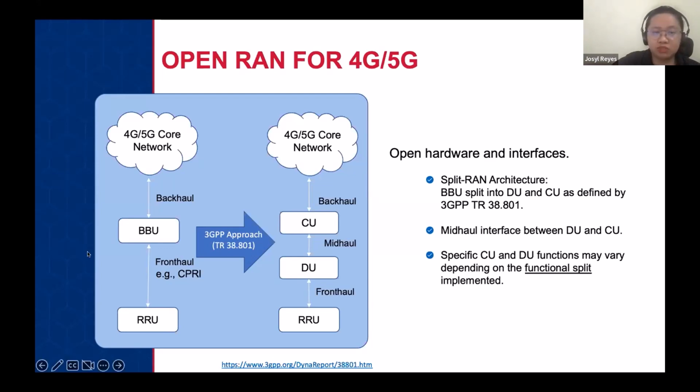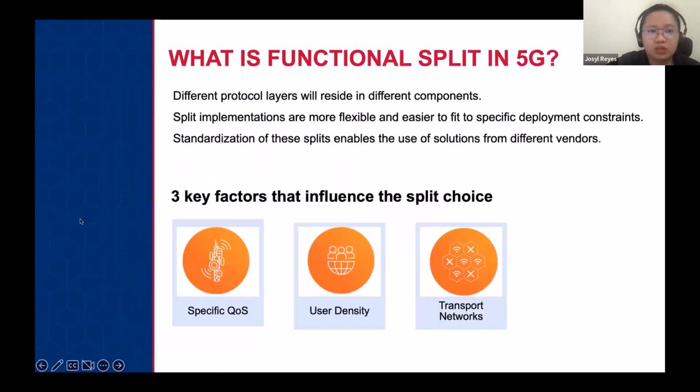Is the split between layer 1 and 2? Is the split between layer 2 and 3 and so on? So basically in functional split, the different protocol layers will reside in different components. Yung protocols that we have seen in the previous slides. And then the reason for having different split options is flexibility, and it depends. It varies depending on deployment constraints. Would you prefer to pull most of the functions at the centralized location, or are you okay to deploy it nearer the cell site?